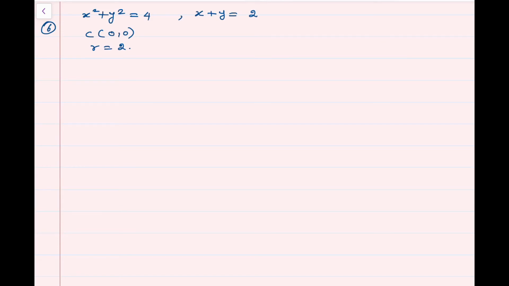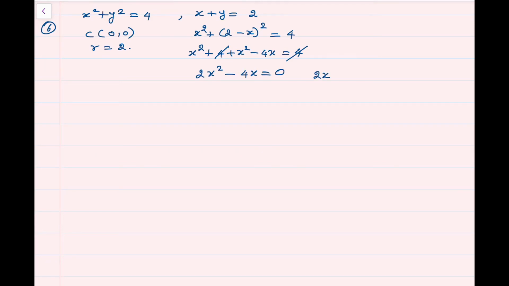So, we will solve the equations. x square plus, for y we can substitute 2 minus x, therefore, it becomes 2 minus x the whole square is equal to 4. Let us expand. 2x square minus 4x is 0. 2x is common. We get x is equal to 0 as one solution and x is equal to 2 is the other solution.